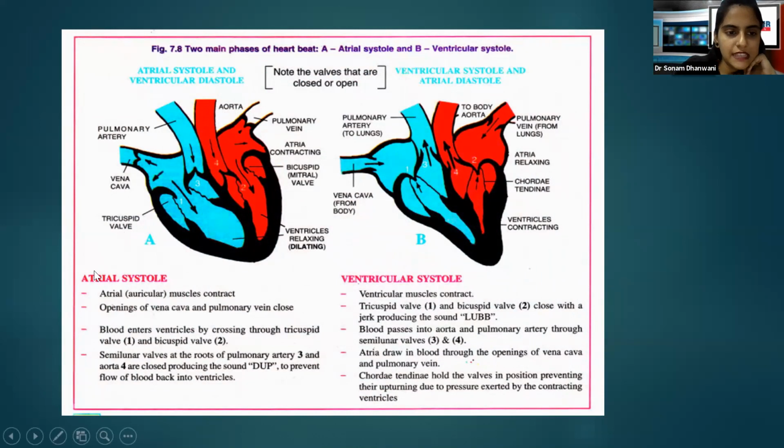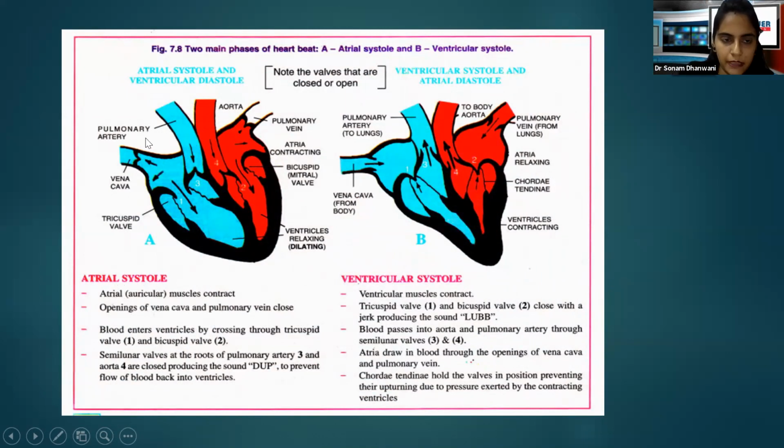Okay, now let's see the atrial systole first and then the ventricular systole. Atrial systole, for a name, what happens in that is the atrial muscles are contracting. Matlab ye upar wale muscles are contracting. Okay, opening of the vena cava and pulmonary veins will close.